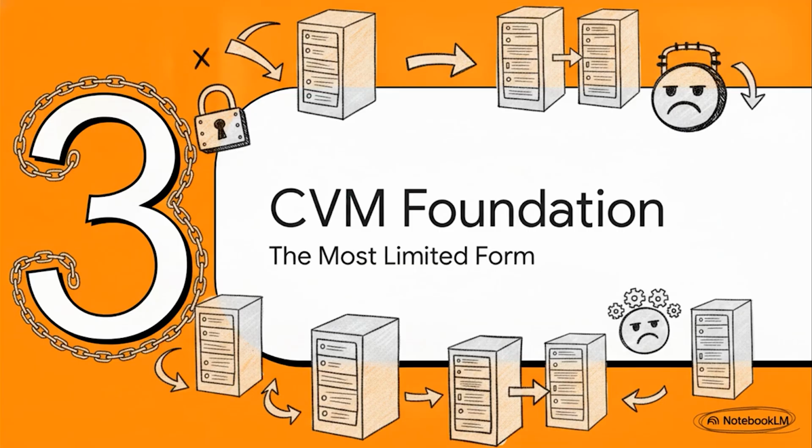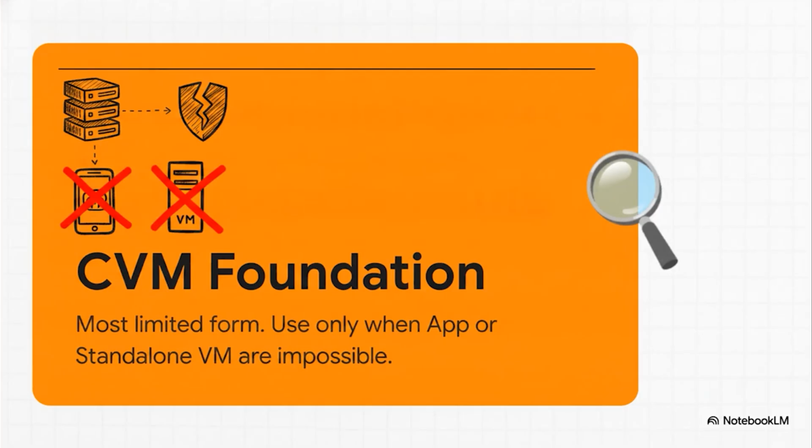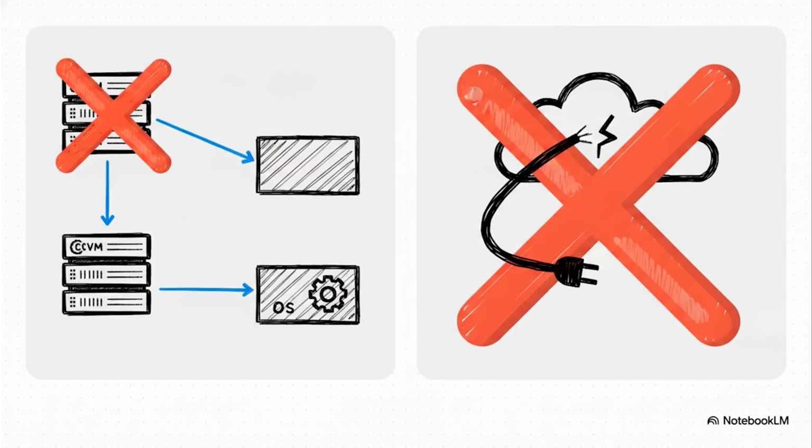Pay close attention here. The Controller VM, or CVM Foundation, is officially documented as the most limited form of Foundation out there. Now, it already lives inside a running node, but its use case is fundamentally a fallback option. You literally only choose CVM Foundation when deploying the portable app or spinning up a standalone VM is completely impossible in your environment. So the crucial point is, there are two absolute exam deal breakers you have to memorize for this one.